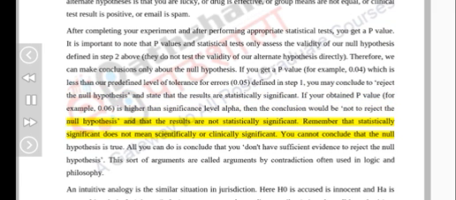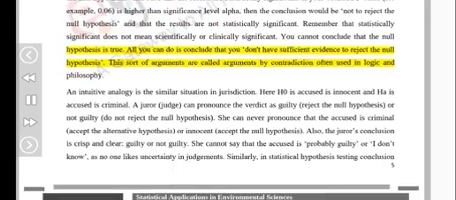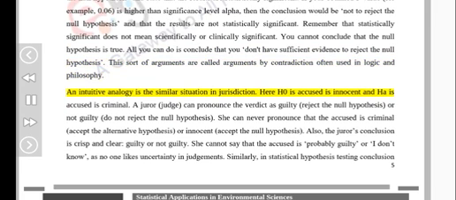Remember that statistically significant does not mean scientifically or clinically significant. You cannot conclude that the null hypothesis is true. All you can do is conclude that you don't have sufficient evidence to reject the null hypothesis. This sort of argument is called argument by contradiction, often used in logic and philosophy.